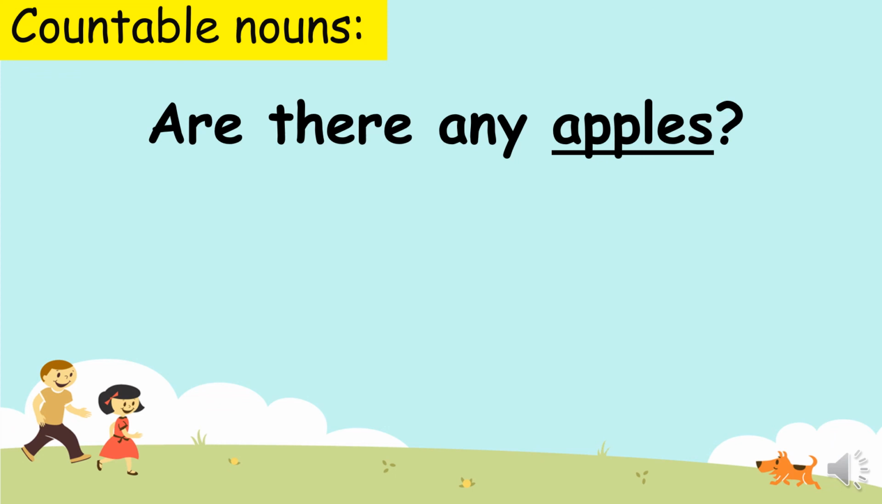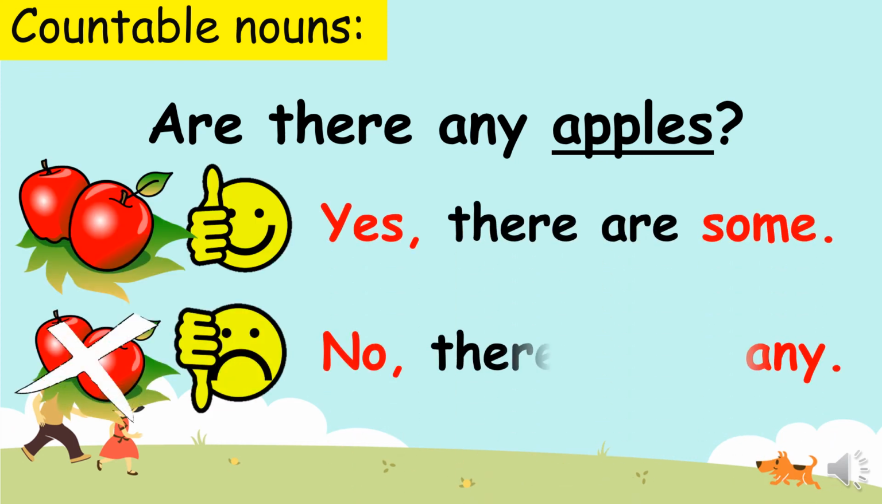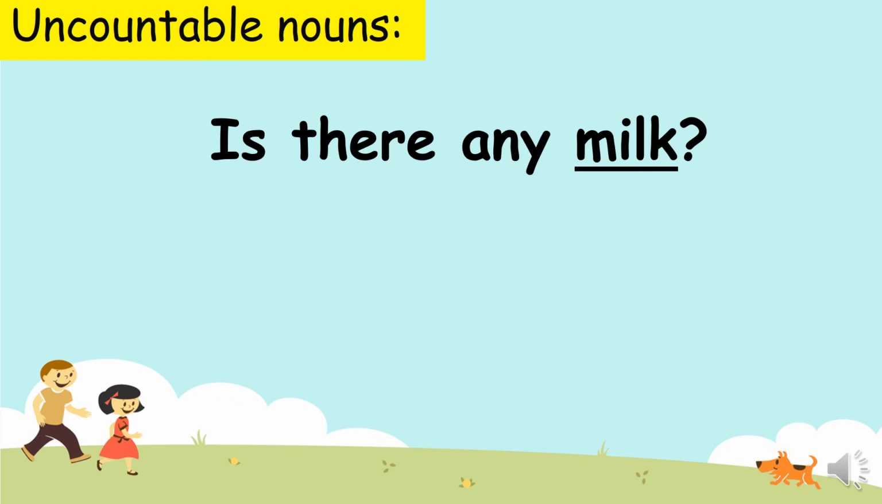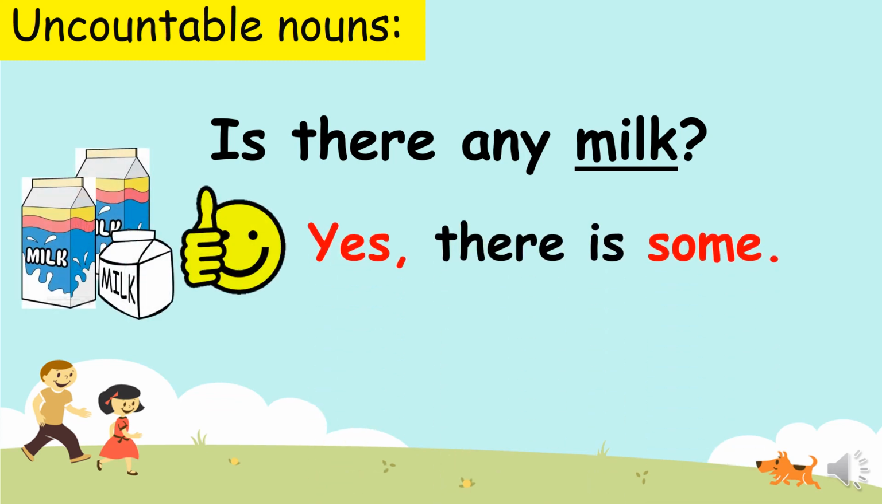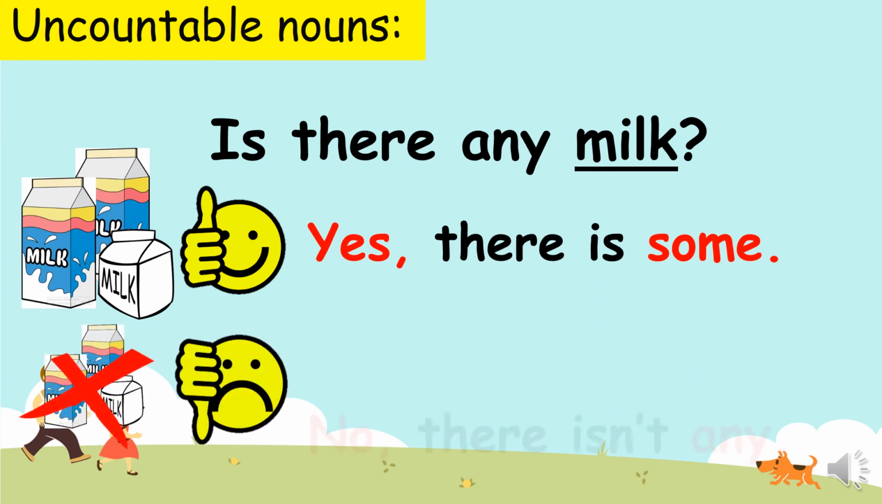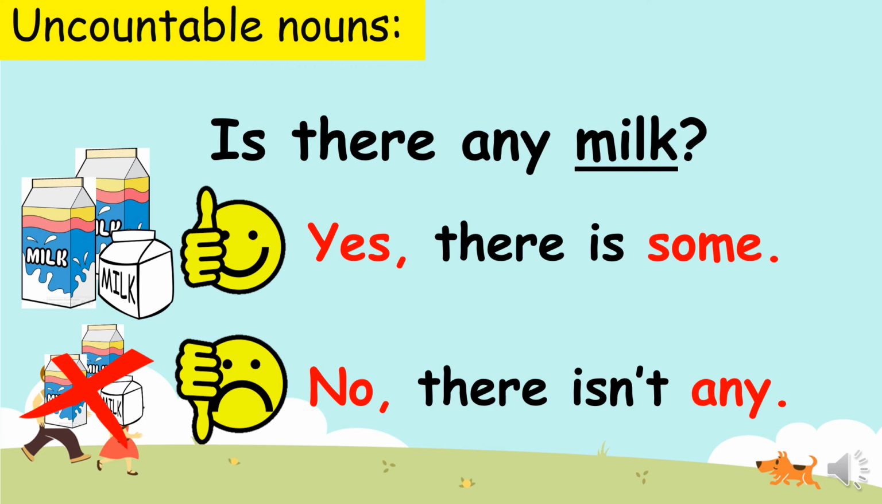Let's look at this one more time. With the countable noun, we will ask with "are there." And when we answer, we will say "there are." Yes, there are some. No, there aren't any. Uncountable noun, we will go with "is there." Yes, there is some. No, there isn't any. Okay, so now let's practice making some questions on your own and write them down in your notebook. I will check when you come back to class.